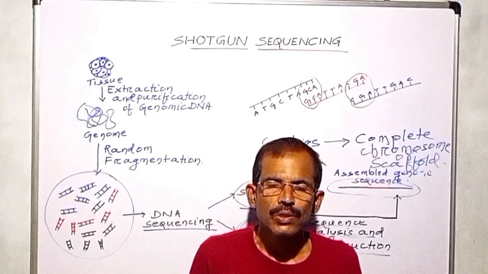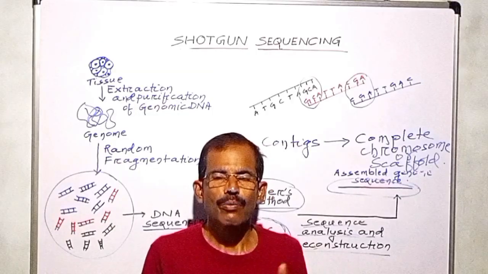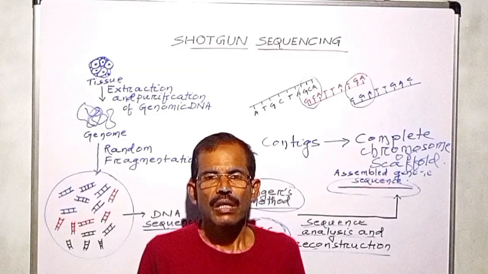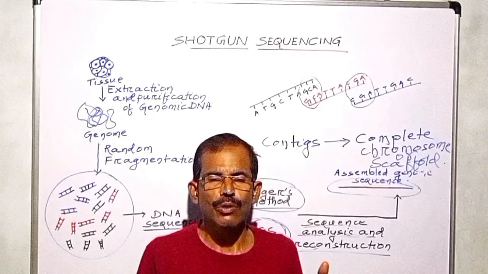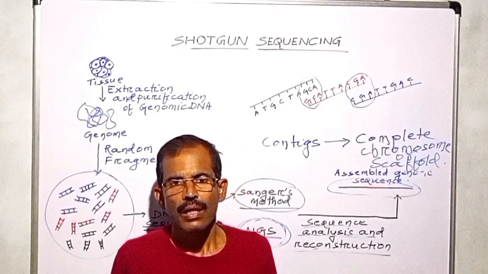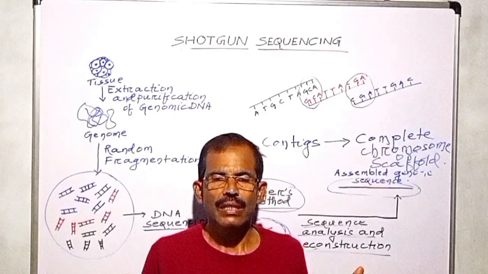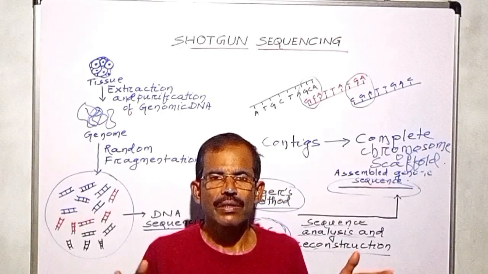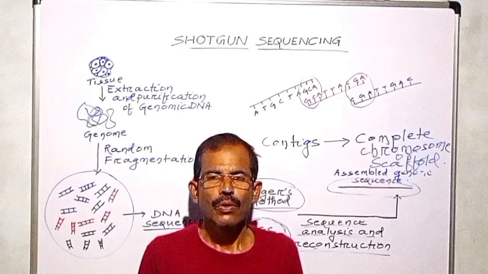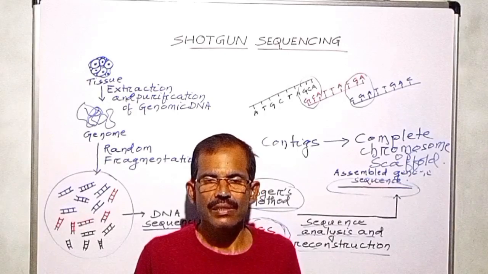Applications of shotgun sequencing. Number 1. Shotgun sequencing is widely used in biomedical research, evolutionary genomics, and in analyzing complex microbial communities. Number 2. This technique is also highly effective in analyzing highly degraded and low quality DNA samples which may be present in ancient genomics and also in forensic traces.